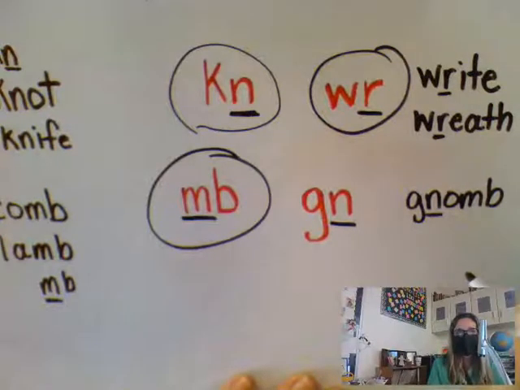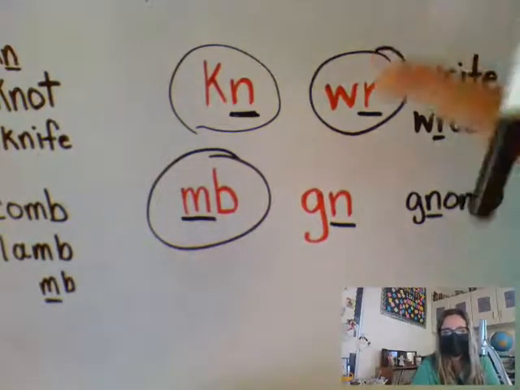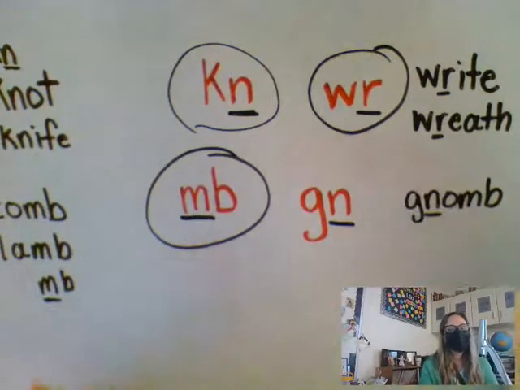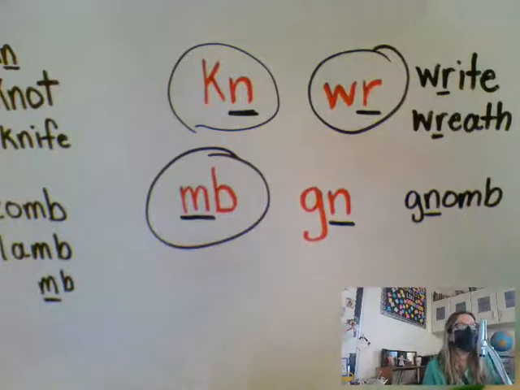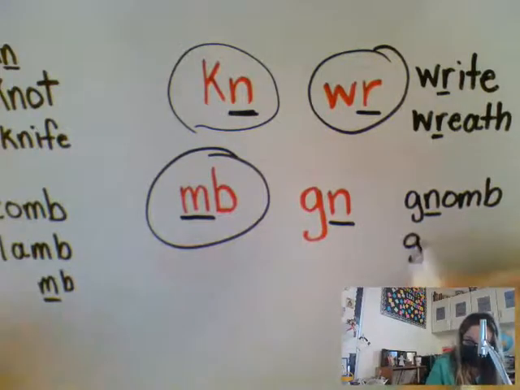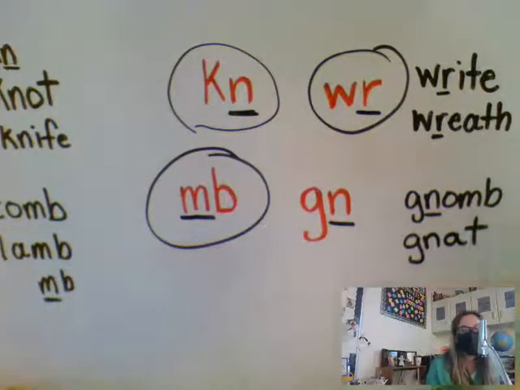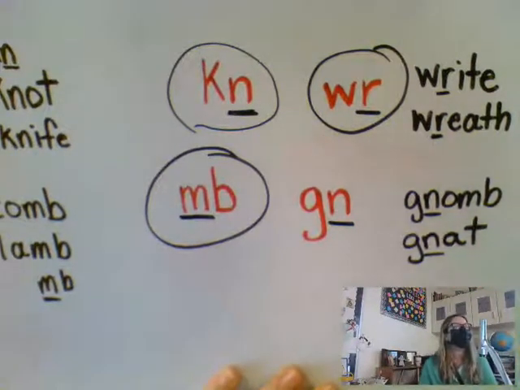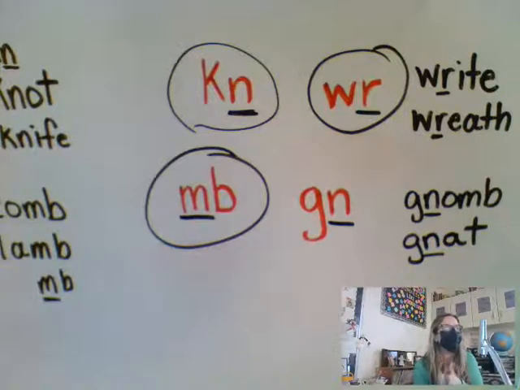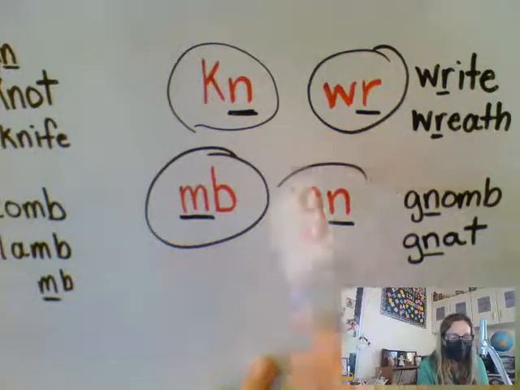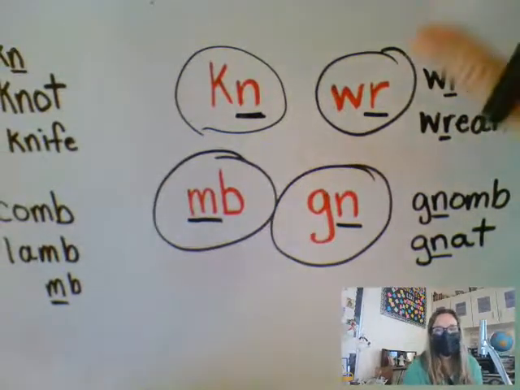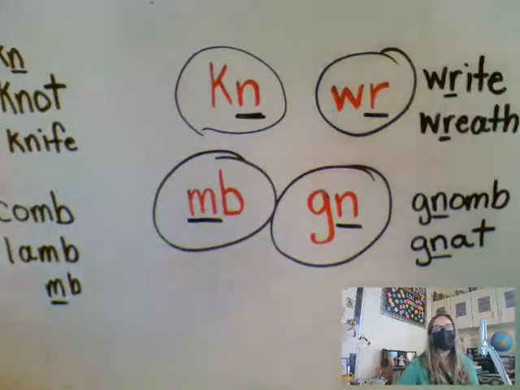Let me think of another one. How about those pesky bugs that hang out on the plants that we call gnats? We don't call them g-nats, we call them gnats. So remember, when you see a word that begins with GN, you know that it's an N sound, not a G. Okay? So boys and girls, these are 4 of the digraphs we'll be practicing this week.